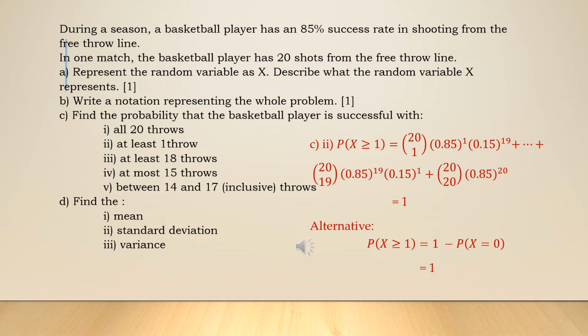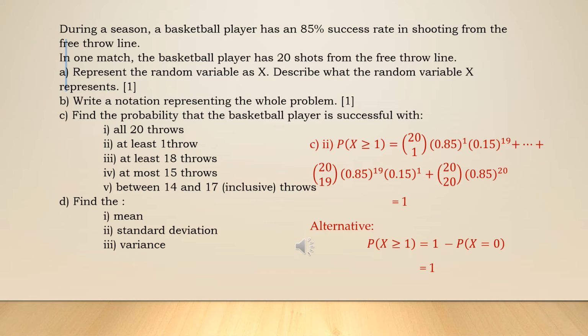Let's talk about C, number 2. Find the probability that the basketball player is successful with at least one throw. When we say at least one, we can have more than one: 1, 2, 3, 4, and the maximum is 20 because the ball is thrown only 20 times. To write that as a notation, this is the same as the probability of x greater than or equal to 1. This equals the probability where x equals 1, plus the probability where x equals 2, plus x equals 3, plus x equals 4, until x equals 20. You can do that one after another using the combinations 20 choose 1, 20 choose 2, 20 choose 3, 20 choose 4, until 20 choose 20, and then replace the probability of success and failure.